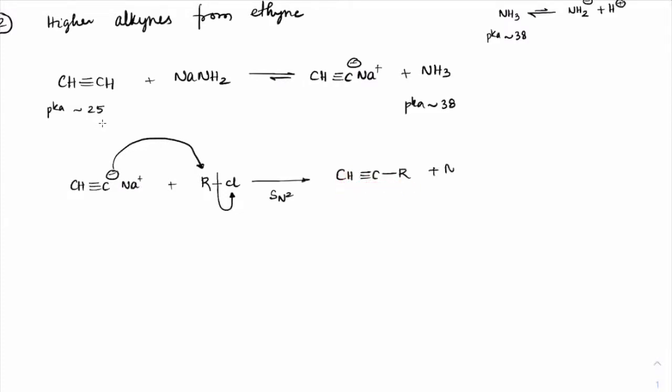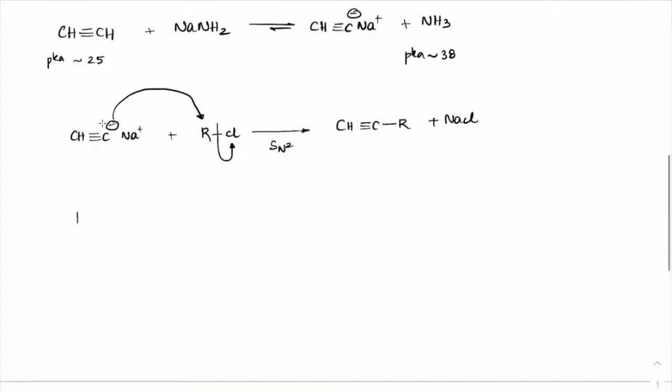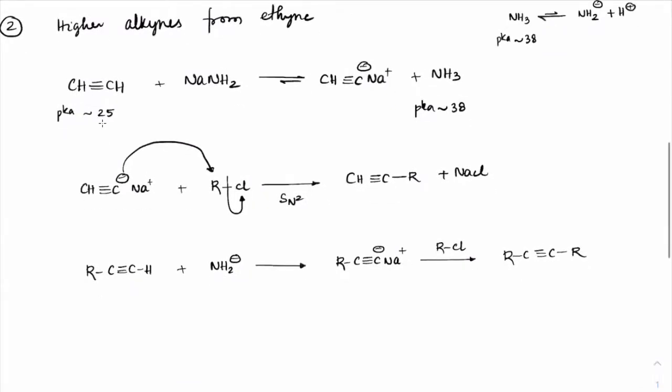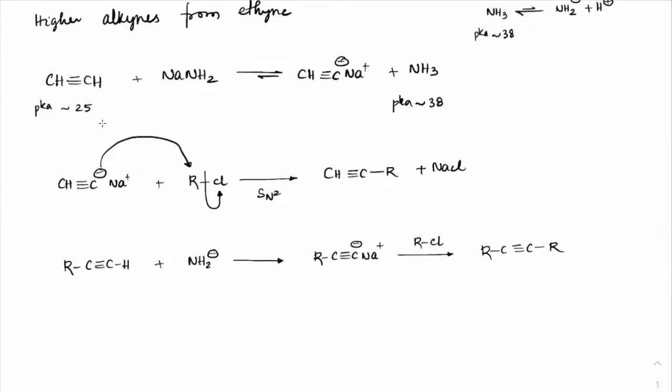Which means further reaction can also be taken, which means we can have R C triple bond CH. If we treat that with NH2 minus, again I can get RC triple bond C minus Na plus, and further reaction with RCl will give us R C triple bond C R. So I can make it as substituted as possible. So that's how we can get higher alkynes by treating the terminal alkynes and then reacting with the desired alkyl group to be produced.